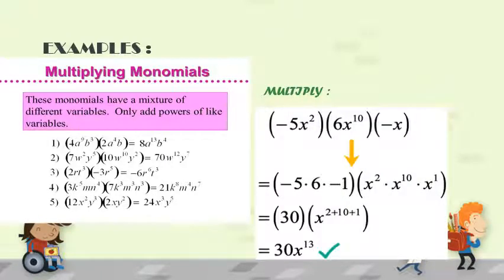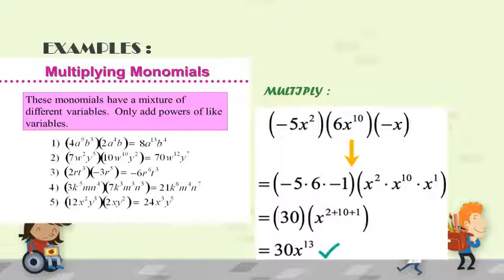Now here they have shown with 3 of the monomials. The same rule is applicable when 3 monomials also come. We multiply the number part, keep it as a coefficient, group the variables part together, and we use the laws of exponents. Let us see. The question, minus 5x^2 into 6x^10 into minus x. Taking the coefficient part, the product is minus 5 into 6 into minus 1. And taking the x part, x^2 into x^10 into x^1.